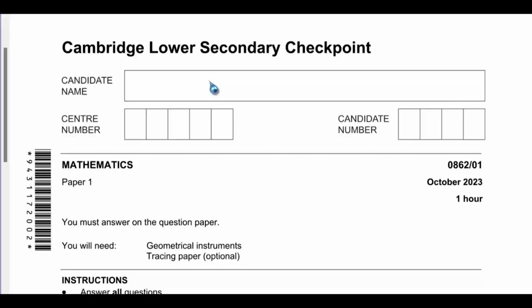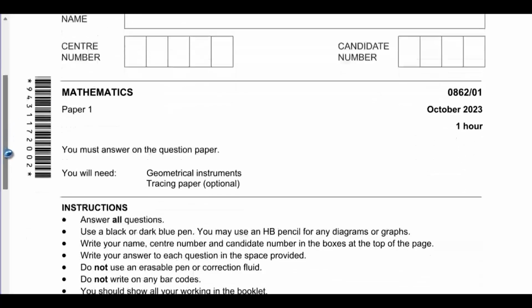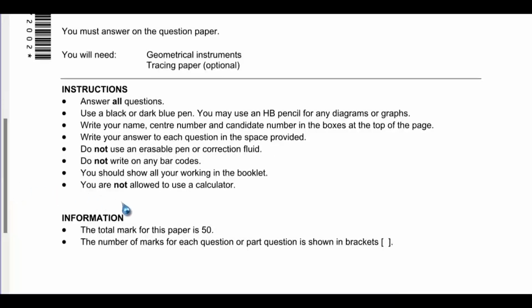This is Cambridge Lower Secondary Checkpoint Mathematics, written in October 2023. This is paper 1. As you already know, you are not allowed to use a calculator in this paper. There are 27 questions in this paper.